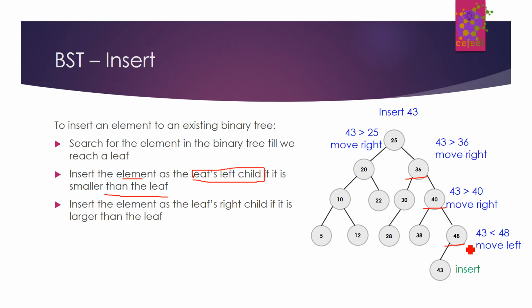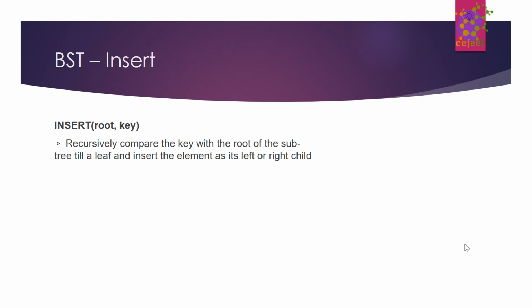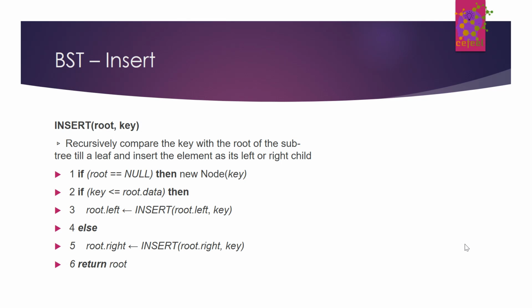Let's see how the pseudocode for the insert procedure looks. So the insert procedure again uses a similar approach. Recursively compare the key with the root of the left or right subtree till we reach a leaf, and then we insert the element as its left or right child. So this is how the pseudocode looks. First of all, we check if the root is null, which means we have reached a leaf and we need to insert the element. Now we insert the element as the new node and then we return.